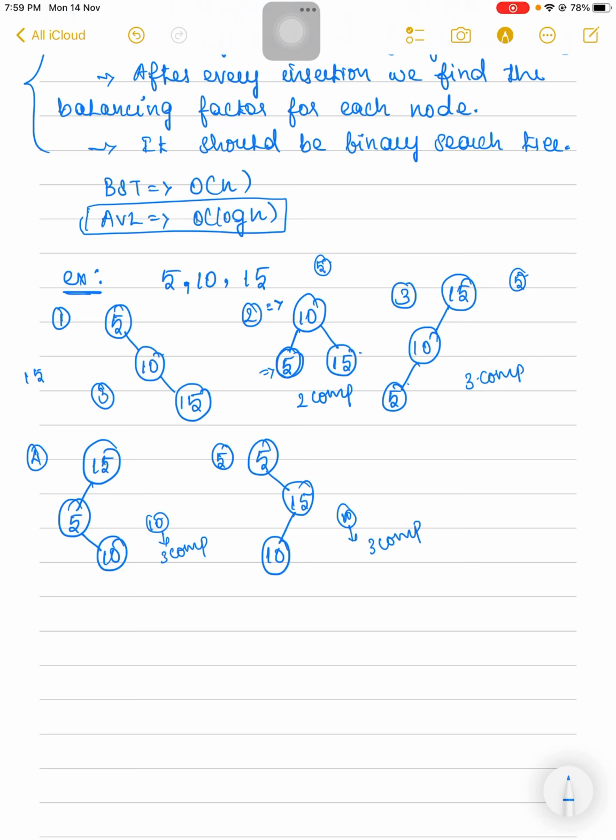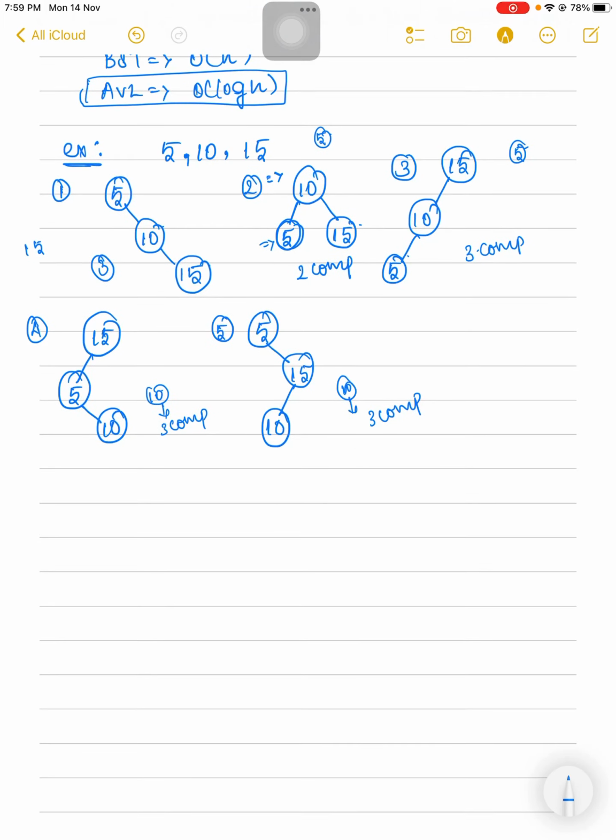Why? Because tree number 2 is balanced, others are not balanced, that's why. So it clearly shows that if the tree is balanced, it will take only a smaller number of comparisons, right? Now if the tree is not balanced, how to make it balanced we are going to discuss now. To make it balanced, we are going to perform rotations.